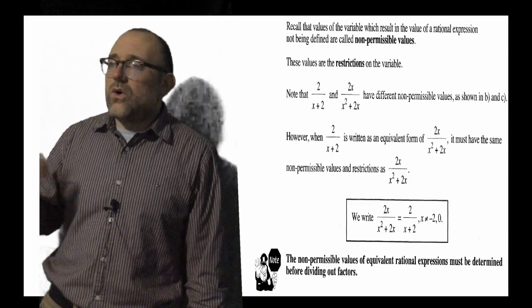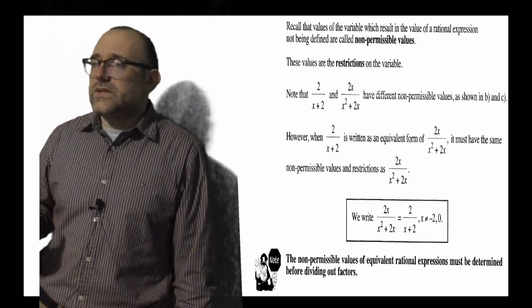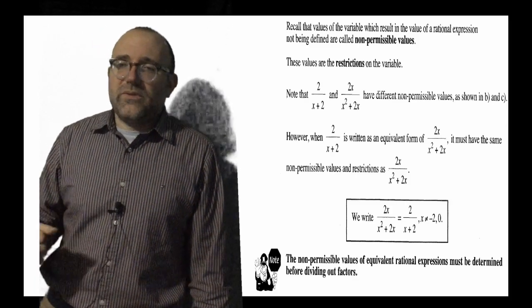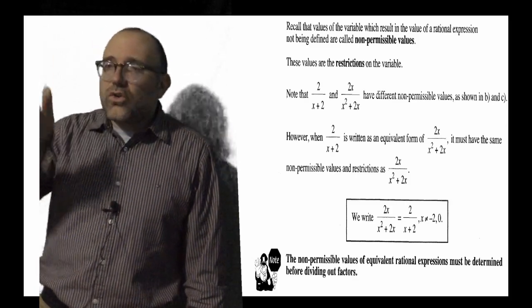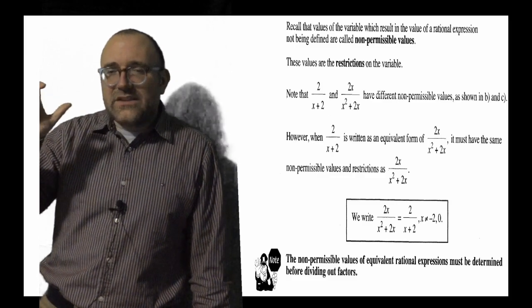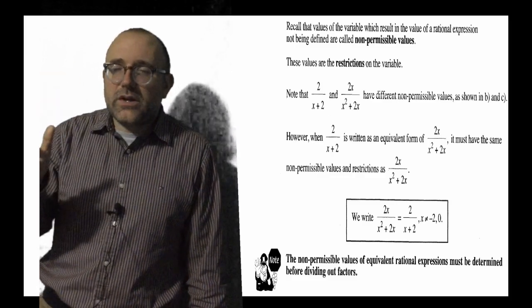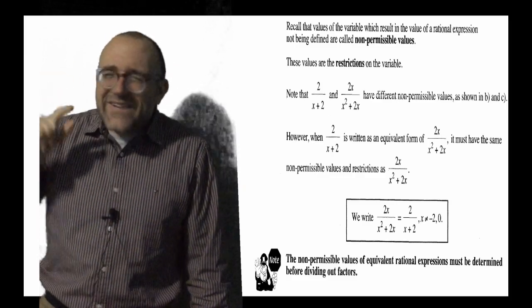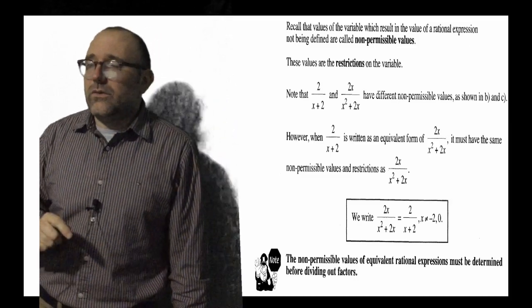Another thing is that you always want to look for non-permissible values right before you start simplifying, especially when you cross out. You could simplify in the sense of, oh yeah, I see what's common at the top and the bottom. Don't cross them out just yet. Find the NPVs first, then you're good to go.